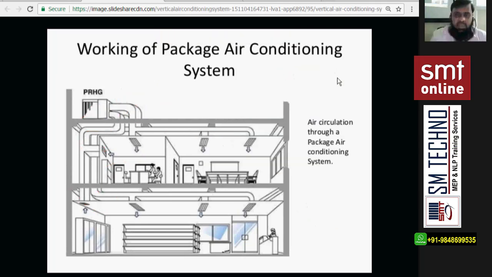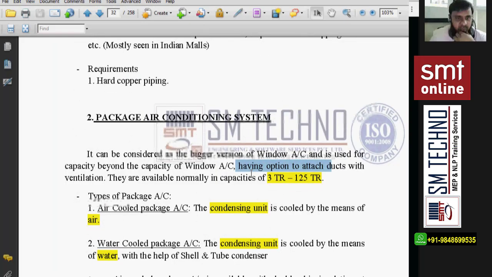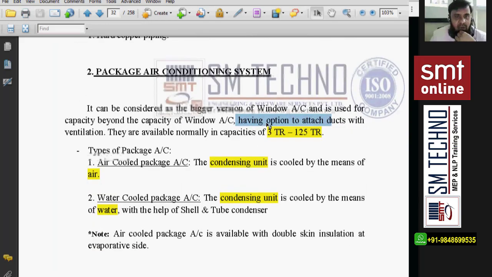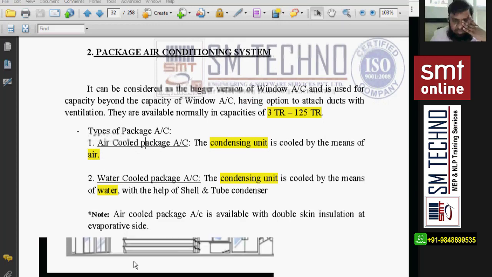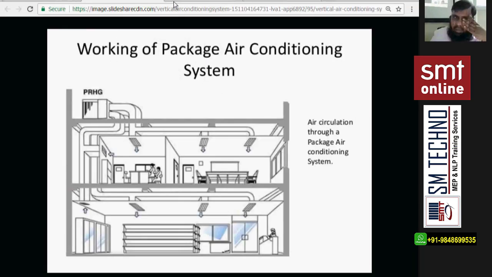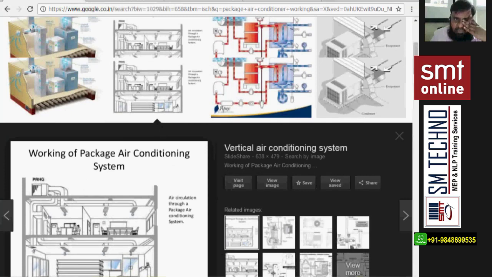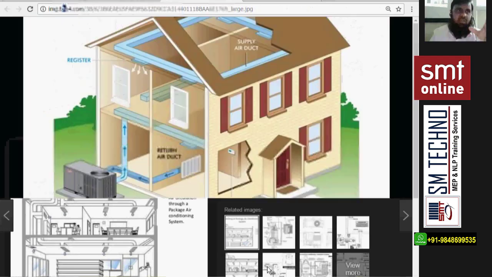The technical points we'll discuss in machine selection after load calculation. Okay. Next, theory. You see, the option to attach the duct, and the available capacity is 3 to 125 TR, and types of package. What we learned just now is air cooled. Why air cooled? Because the condenser is cooled by outside air, na? So what we learned is air cooled.